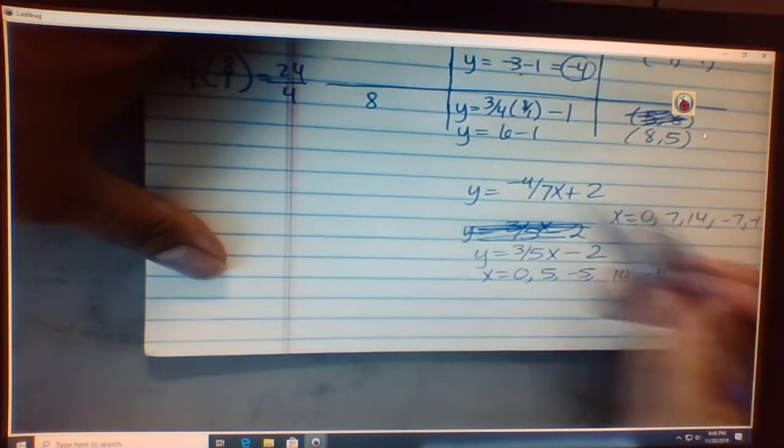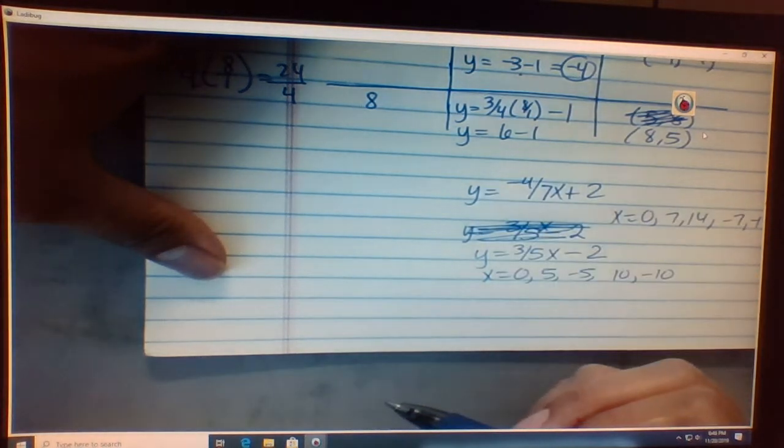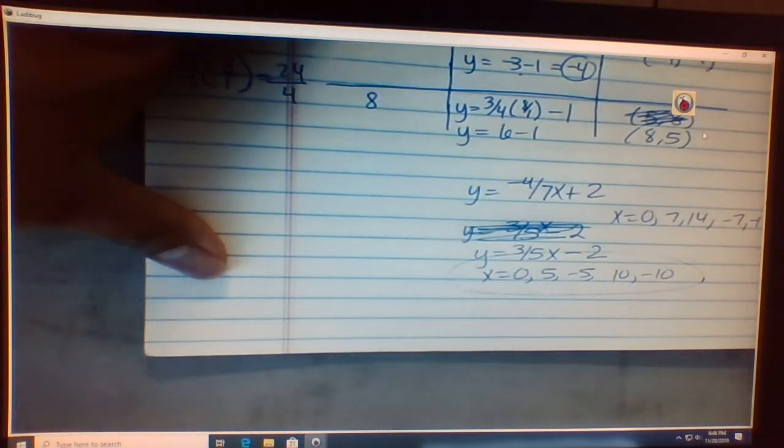Because when I use a 7, what's 4 times 7? 28. 28 divided by 7? 4. So this is the only way you're going to stay away from fractions with those ones.